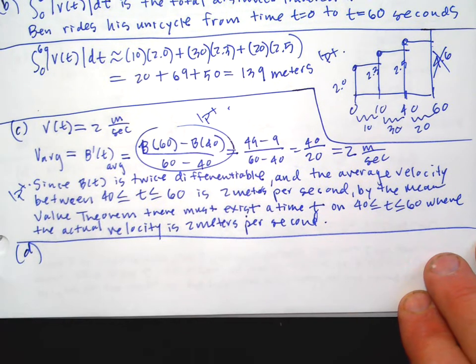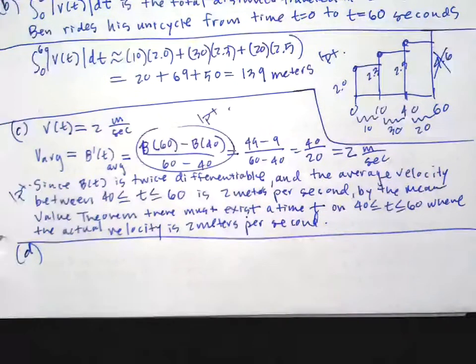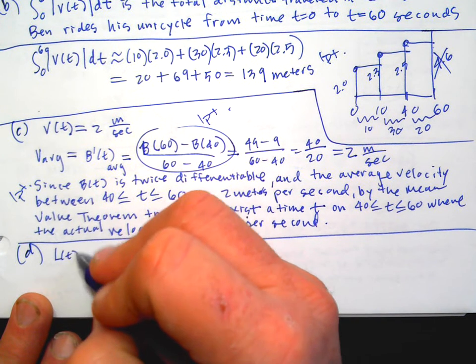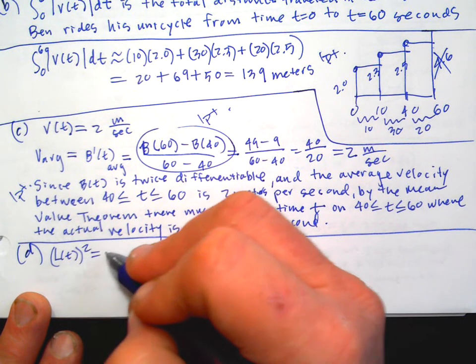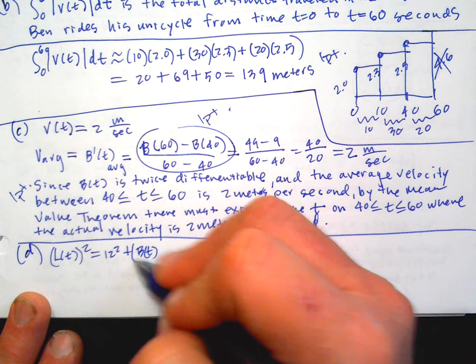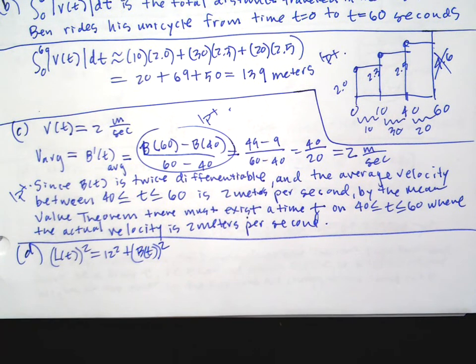Okay, part D says a light is directly above the western end of the track. Bin rides so that at time t, the distance L between Bin and the light satisfies this equation. Oh, this is crazy. There's a light, and then there's this relationship between the distance L between Bin and the light. At what rate is the distance between Bin and the light changing at time 40?